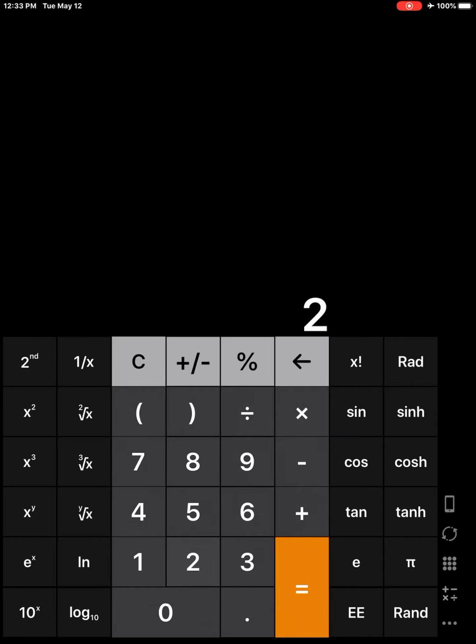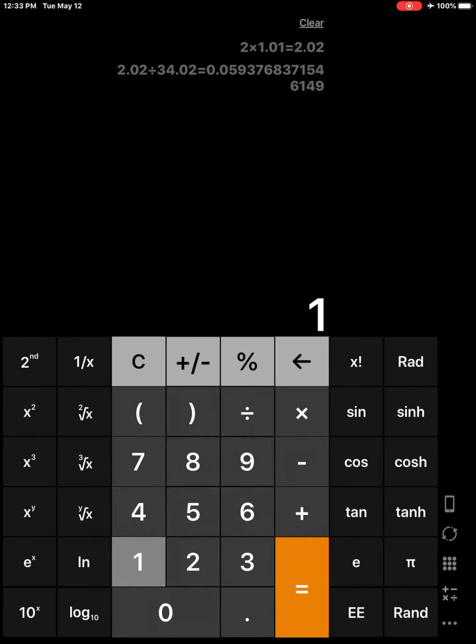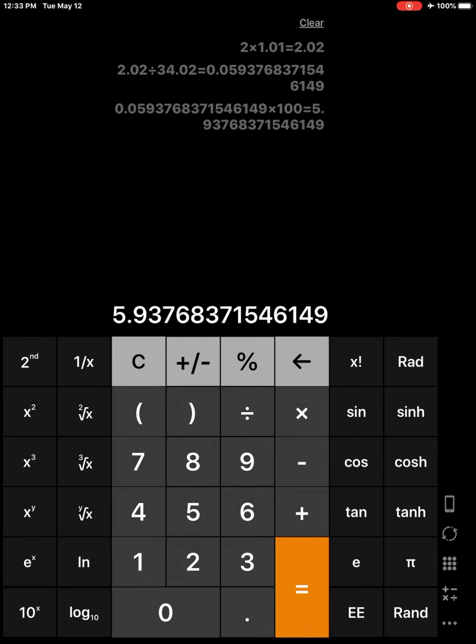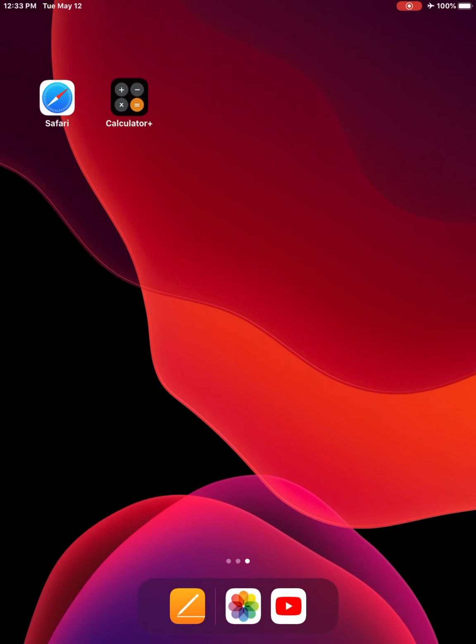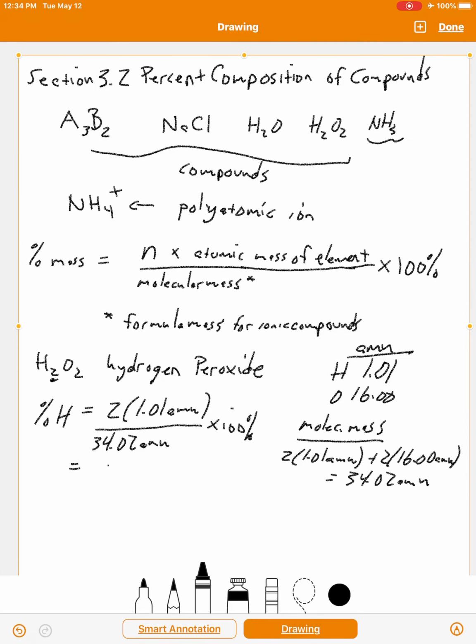So let's clear everything. 2 times 1.01, that's the hydrogen. Divide that by the total mass, the molecular mass, 34.02. Now multiply by 100. There we go, 5.938 percent hydrogen. Okay, so almost 6% of the total mass is due to hydrogen. You will note there's only 3 sig figs in here, so we should probably round this to 5.94% hydrogen.